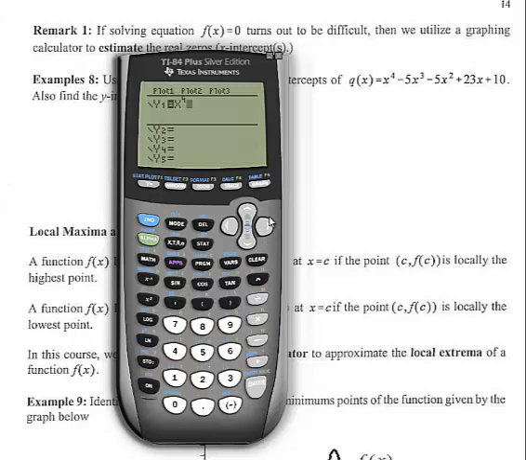Okay, now I have a minus 5x to the third power. I have another minus 5x squared. I have a plus 23x, and then a plus, I got two pluses, 10. Enter.